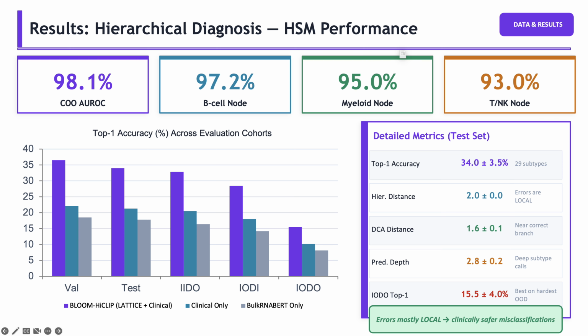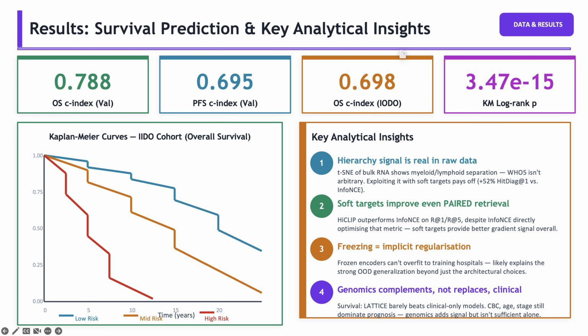The adaptive early stopping also means the model says, I'm not sure about the exact subtype, but it is definitely acute myeloid leukemia, rather than making a confident wrong call. For survival prediction using DeepHit, overall survival C index is 0.788 on validation. For context, a C index of 0.5 is random and 1 is perfect. 0.78 is solid clinical performance.